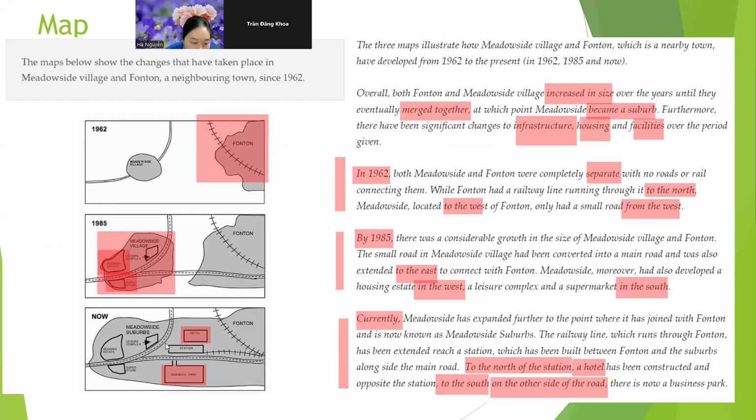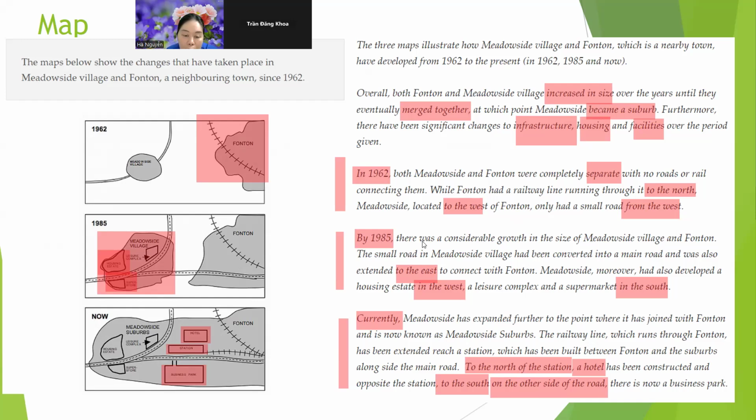Đó, nhưng mà nếu chúng ta lấy một cái mốc nào đấy, ví dụ là cái station này, thì hotel là to the north of the station, business park là to the south of the station. Đấy là sự khác biệt giữa in và to. Alright, đó thì Khoa nhớ cho cô, remember the necessary requirement for map description.